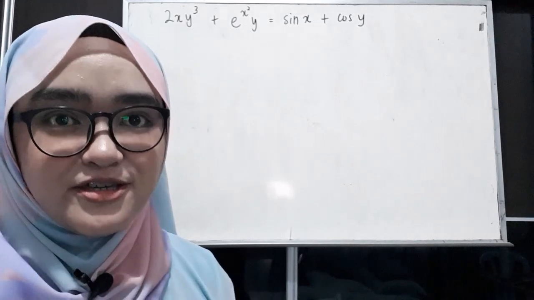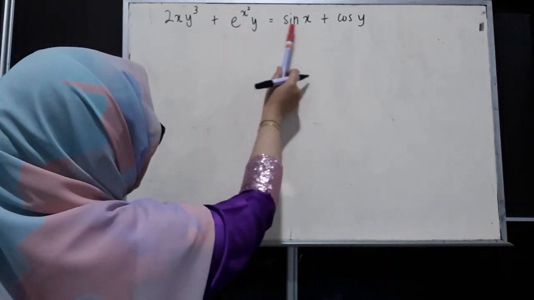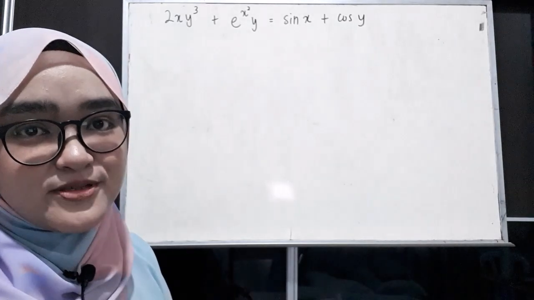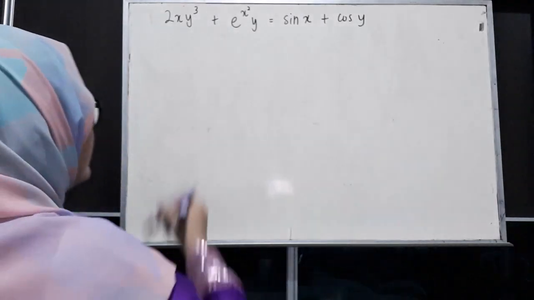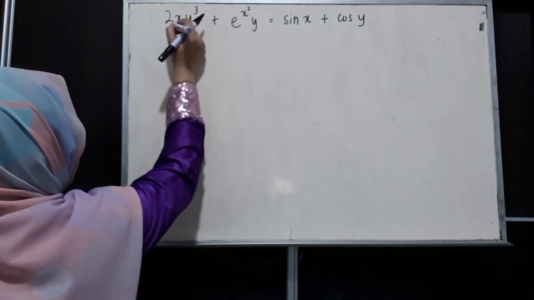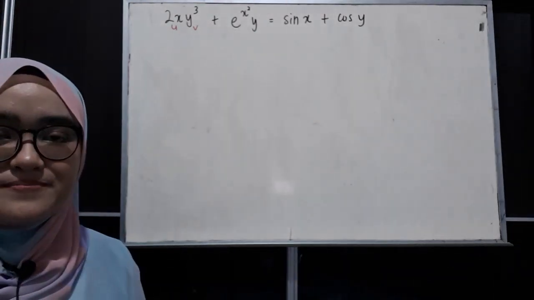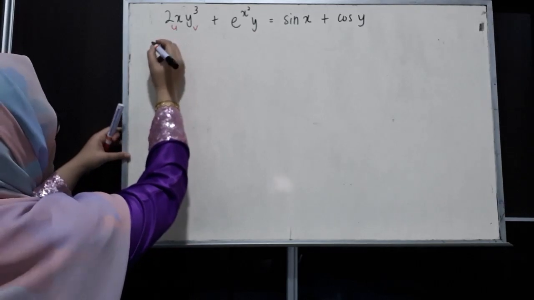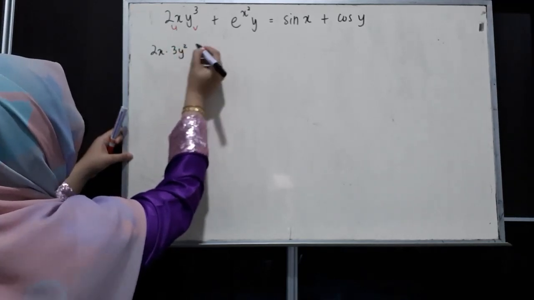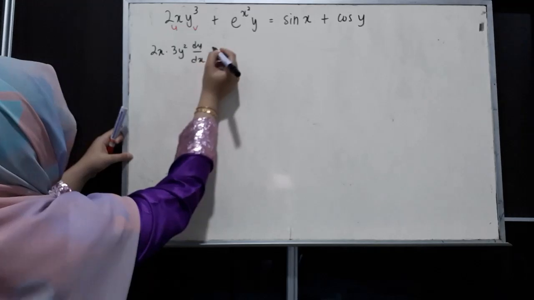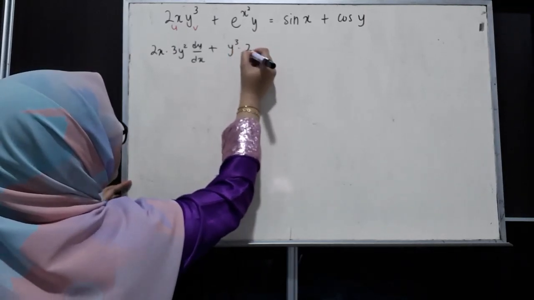Apply implicit differentiation to find dy over dx from 2xy cubed plus e to the power x squared y equals sin x plus cos y. So let's differentiate the first term. We have 2xy cubed. Here we have to apply the product rule. We can denote 2x as u and y cubed as v. Use formula uv prime plus vu prime. So uv prime, 2x multiplied by 3y squared dy over dx, plus vu prime, y cubed multiplied by 2.